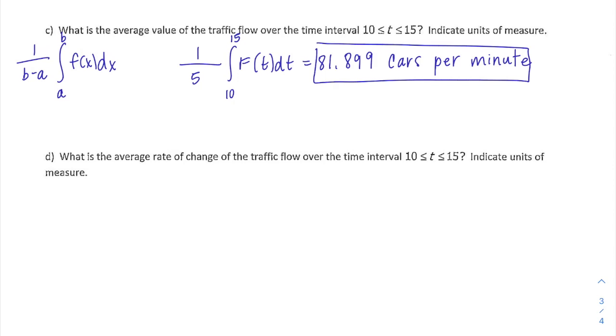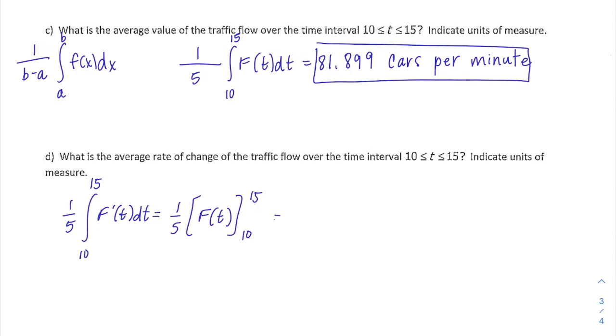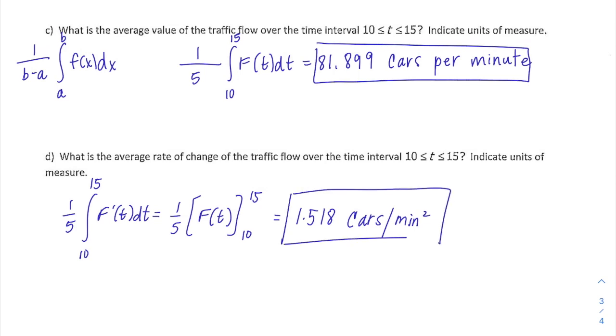So now what we're going to do is still do the 1/5, 10 to 15. Now we're going to do f prime of t dt. Well, that's ultimately going to be 1/5 times f of t. When I integrate f prime, I get f from 10 to 15. And when you plug your values in, you get 1.518 cars per square minute. So on average, every minute, that's the rate at which the rate is changing.